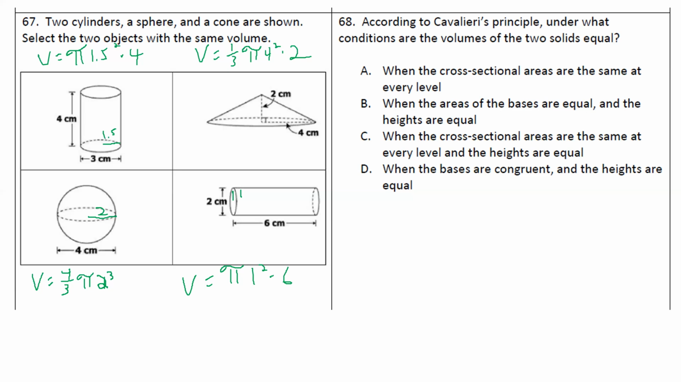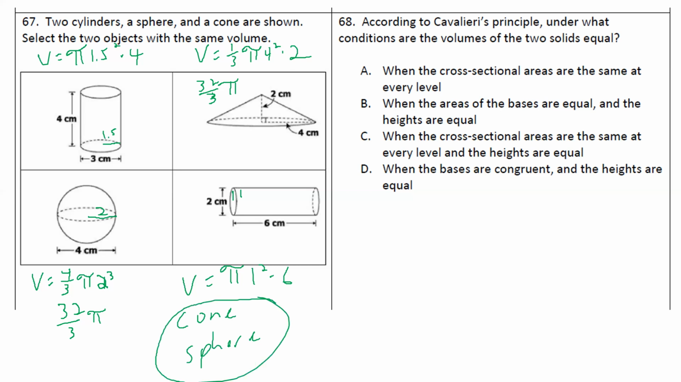So on the sphere, if I simplify this, 2 to the 3rd power is 8. 8 times 4 is 32. On this one, 4 squared is 16. 16 times 2 is also 32. So 32 thirds pi. So both of those are the same, this sphere.